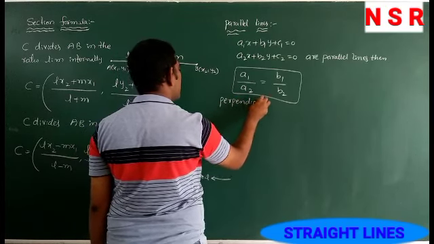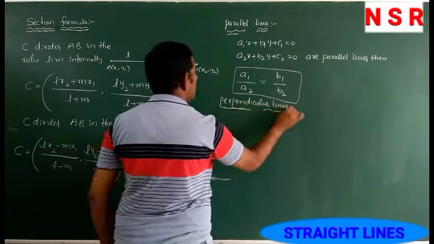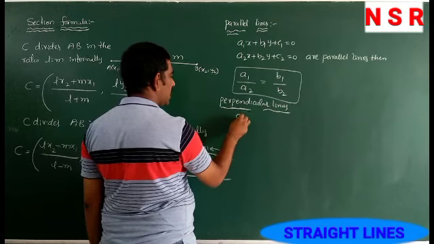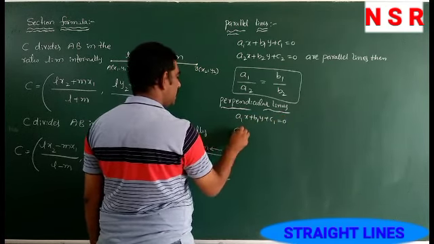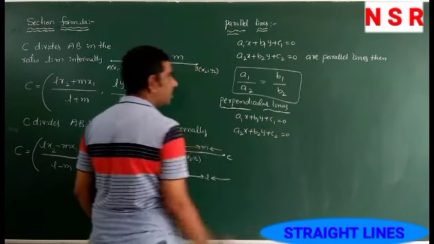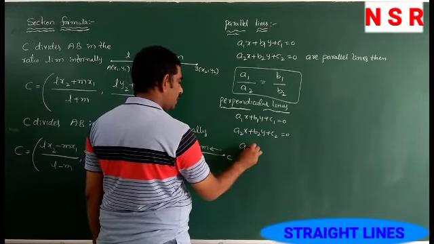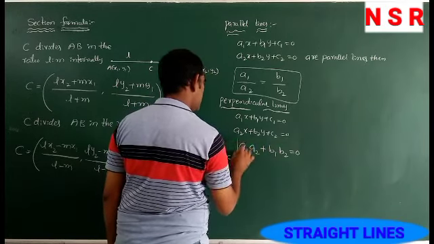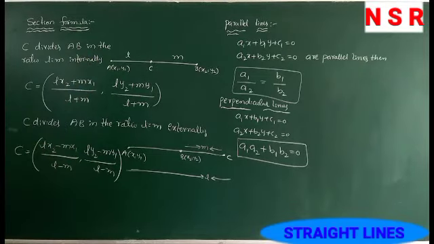Next, perpendicular lines. If a1x plus b1y plus c1 equal to 0 and a2x plus b2y plus c2 equal to 0 are perpendicular lines, then a1 a2 plus b1 b2 equal to 0. So this is the condition between two perpendicular lines.